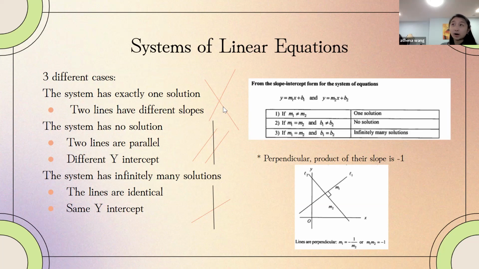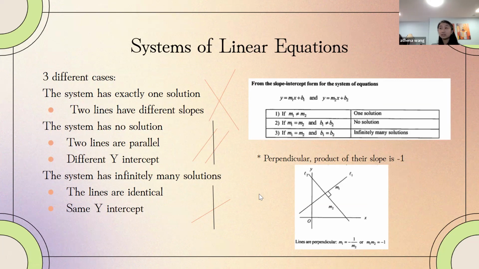Now, if we see a problem that's asking for when there is no solution, then we have that the two lines are parallel, but they have a different y-intercept. So that means that these two lines will never touch, and they are not the same line. Okay? And then we have that the system has infinitely many solutions. This means that the lines are identical and they have the same y-intercept.